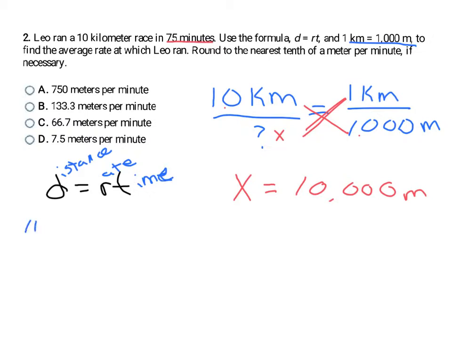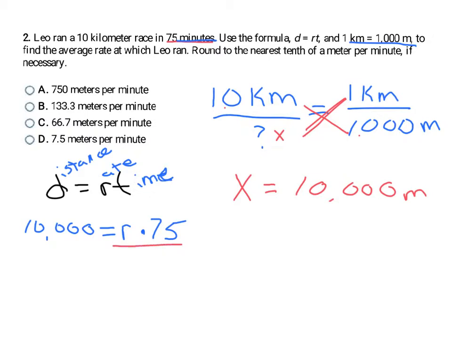So I'm going to write 10,000 equals. Your rate is your speed, and that's what I'm looking for, meters per minute. That's a rate. So I'm going to leave my R, and that's going to be times my how long, my time number, which is 75 minutes. And then I just have to solve for R. So this is R times 75.